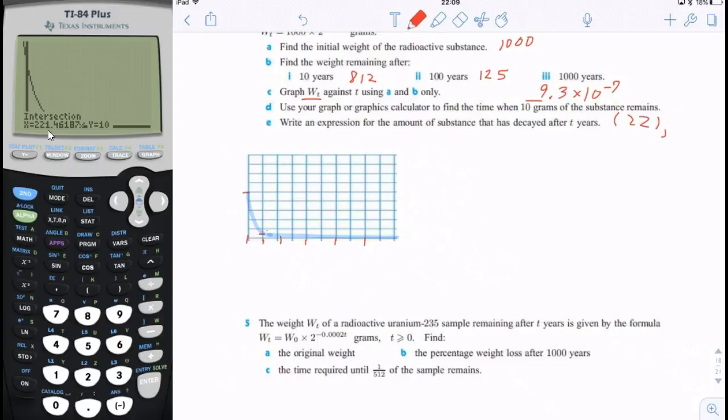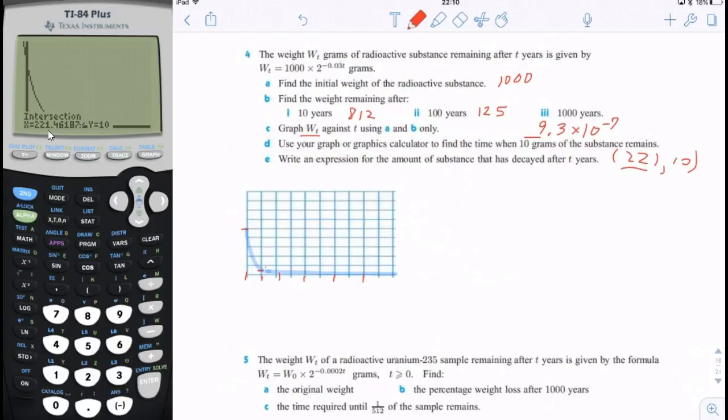221 years, comma, 10. Okay? So that's how long it takes: 220 years to reduce down to 10 grams. Write an expression for the amount of substance that has decayed after t years.